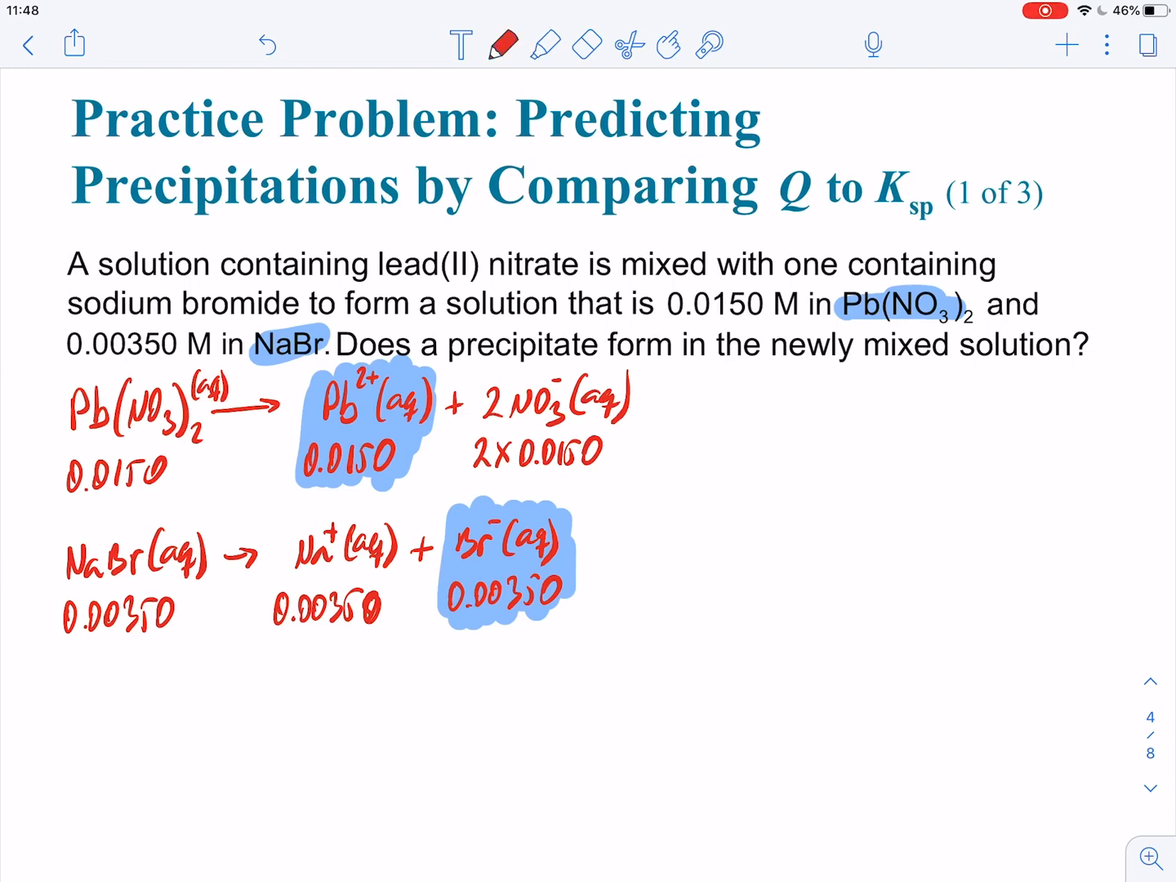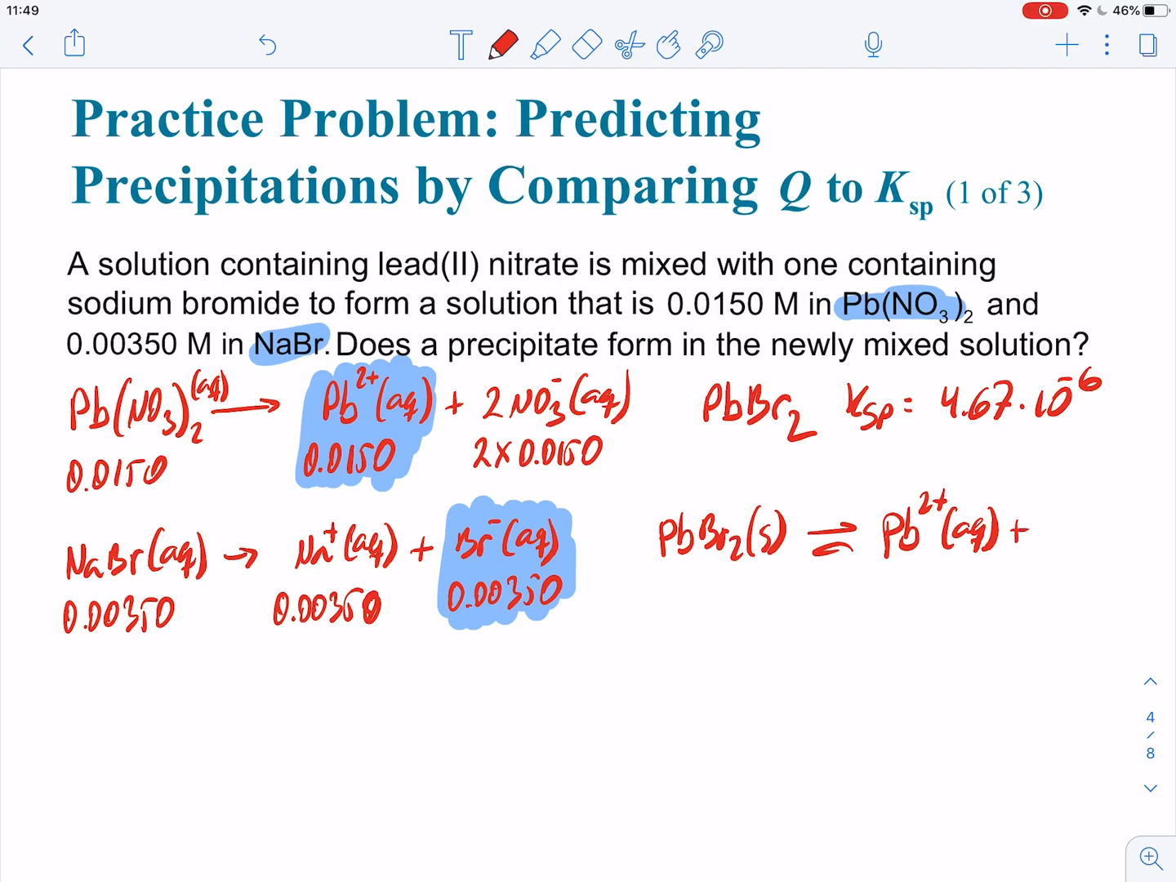Out of these two, you obtain lead bromide, and lead bromide has a Ksp. Let me write that better. The Ksp is equal to 4.67 times 10 to the negative 6. The solubility equilibrium for that is lead bromide, the solid, in equilibrium with lead ions and 2 bromides.